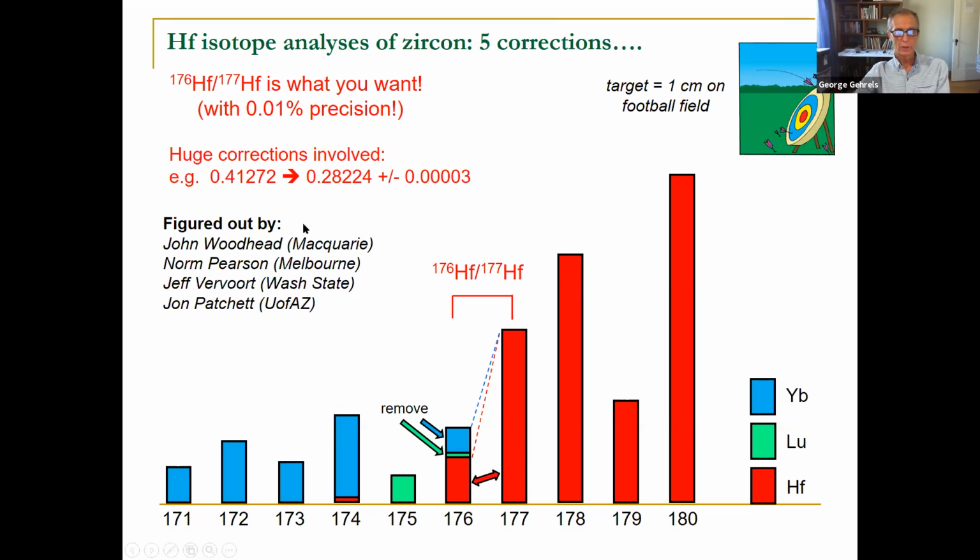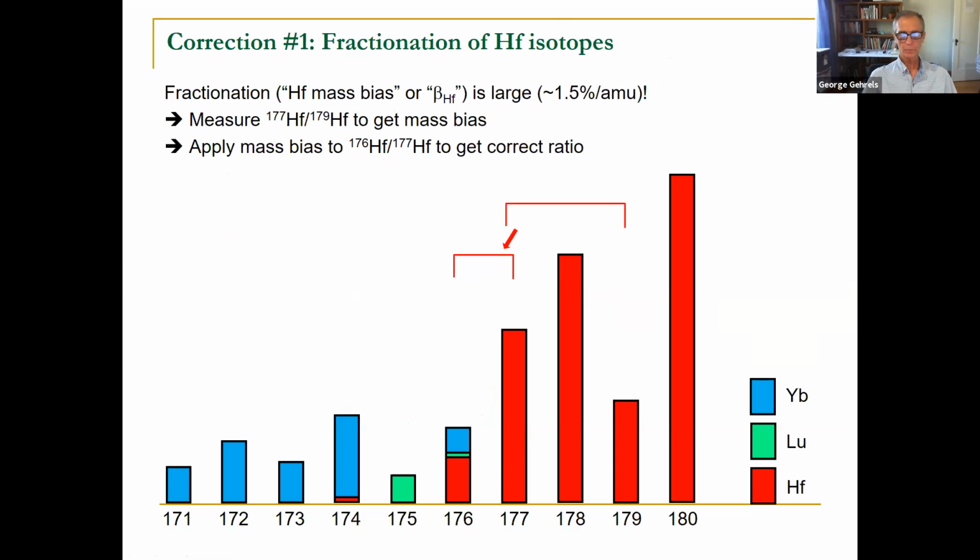So the technique for doing this, it's amazing that this works. This was figured out by some really smart geochemists back in the late 1990s, early 2000s. These folks, somewhat independently, somewhat working together, figured out how to do this. So let me take you through these 5 corrections, and this is just so you understand the complexity of doing these measurements and doing these corrections.